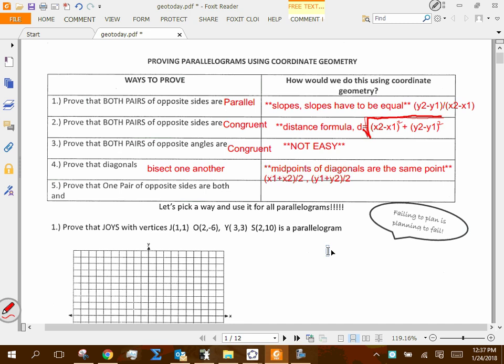Option 5 is, if you remember one of our theorems from 6.2 and 6.3, said that you could actually focus on just one set of sides, opposite sides, and if they are both parallel and congruent, then you have enough information to show that this thing is a parallelogram.